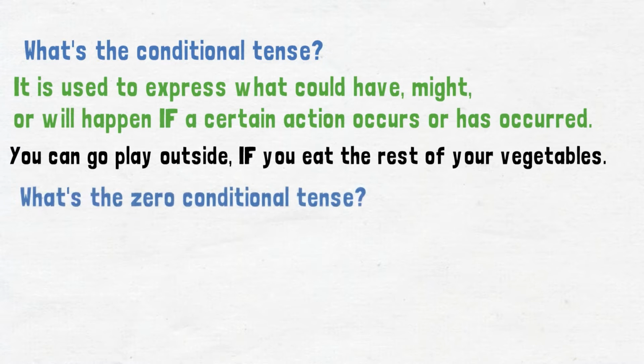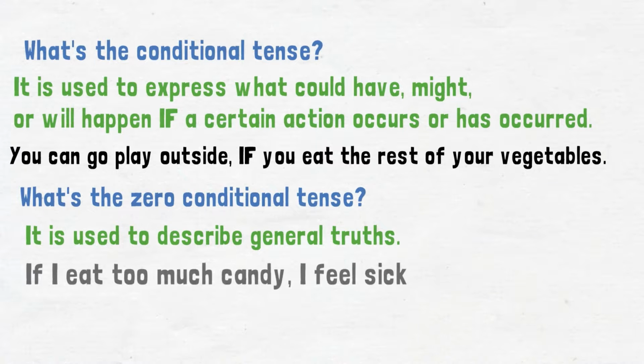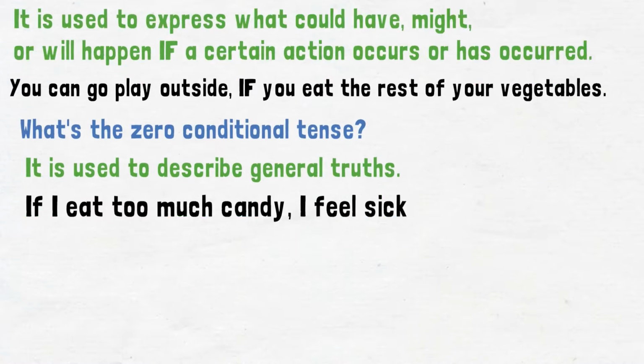What's the zero conditional tense? Zero conditional sentences are used to describe general truths. These include both personal realities and scientific facts. For instance, the sentence, "If I eat too much candy, I feel sick." We use this structure when making zero conditional sentences.